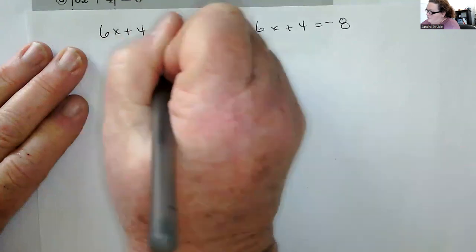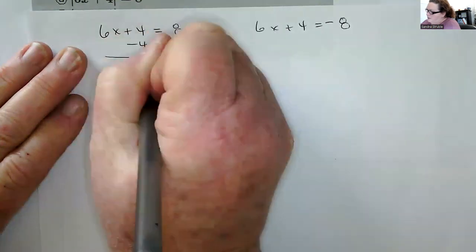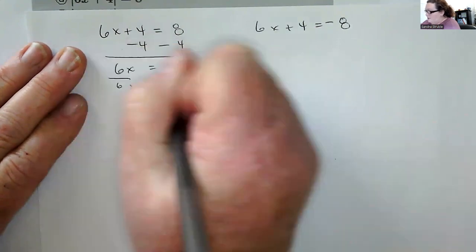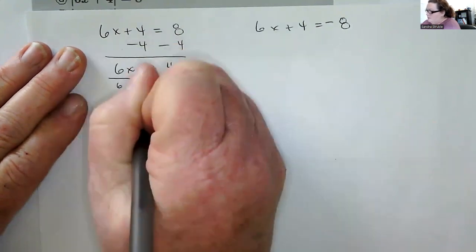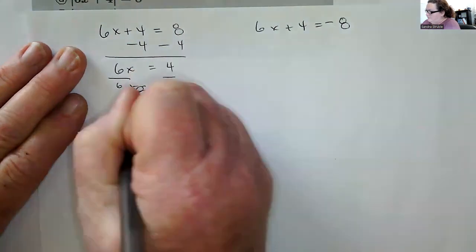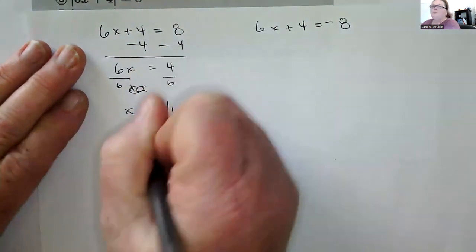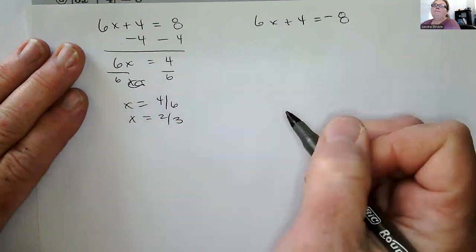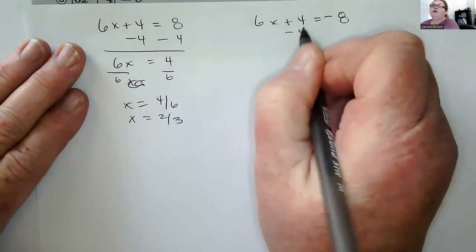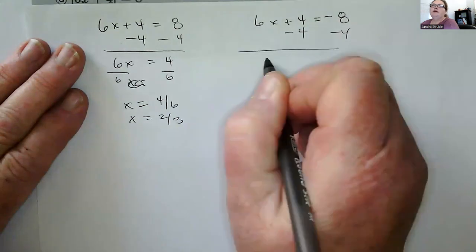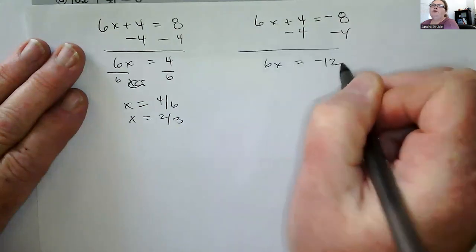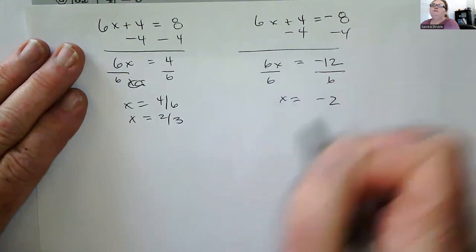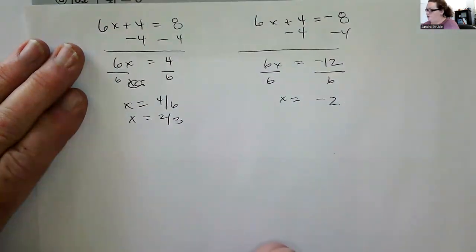So I'm going to subtract 4 from both sides. 6x is equal to 4. So divide both sides by 6. And x was equal to 4/6. Or you're going to need to reduce. X is equal to 2/3. Okay. The next one is subtract 4 from both sides. We get 6x is equal to negative 12. Divide both sides by 6. And x is equal to negative 2. Okay. There's our two answers.